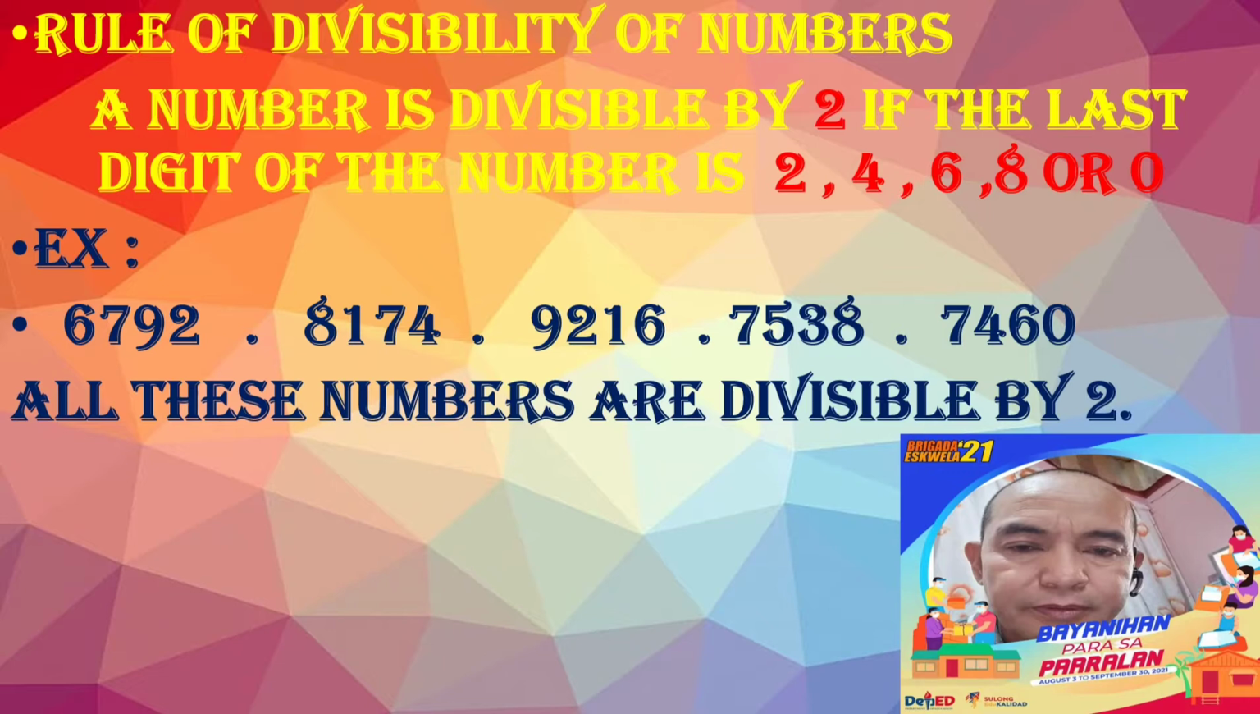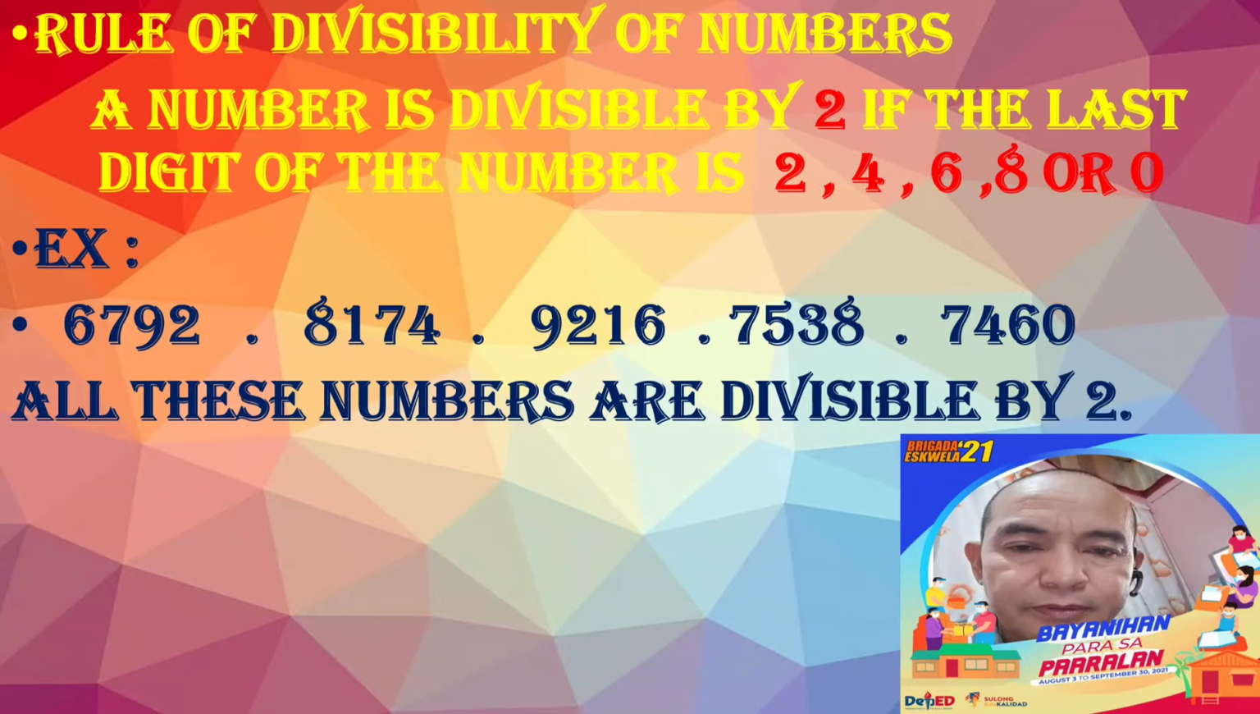9,216 also ends with 6. The next one, we have 7,538. It ends with 8. So divisible. 7,460. It ends with 0. So all these numbers are divisible by 2. Even without performing the actual division, we can already say that these numbers are divisible by 2. So you will just have to memorize. You will just have to take note.